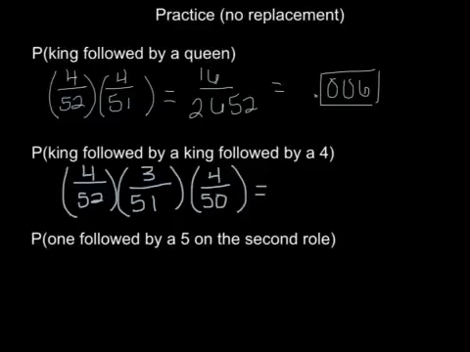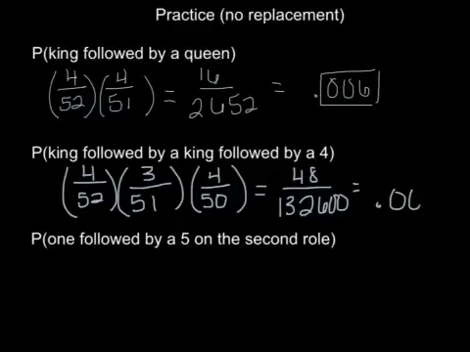When I multiply those all the way across, I get the following fraction, but I'm not going to reduce the fraction because I want it in decimal form. So when I take this into decimal form, I get 0.0045 as my final answer.